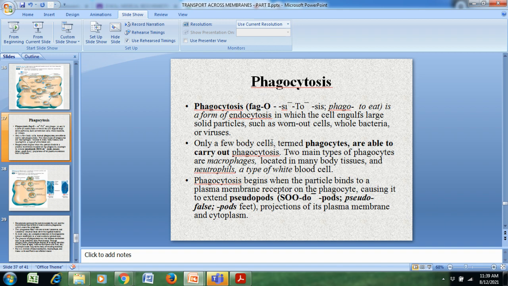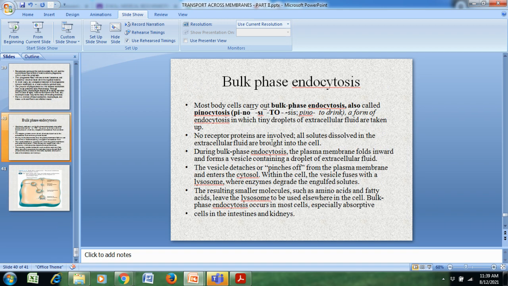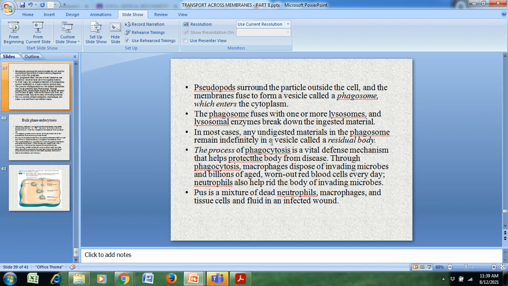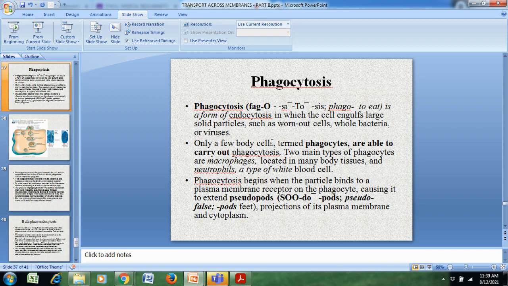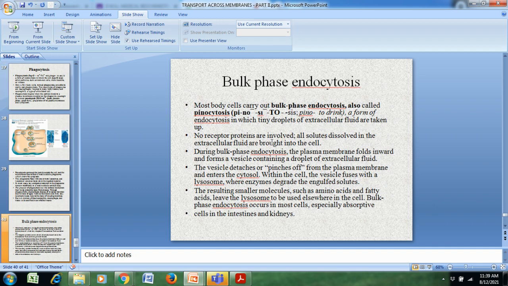Next two things are phagocytosis and bulk phase endocytosis. We will end the class now. We will continue with phagocytosis and bulk phase endocytosis in the next class.